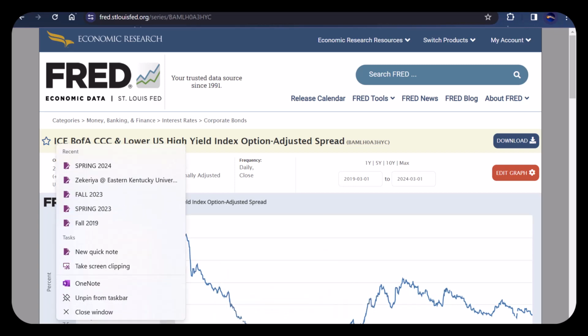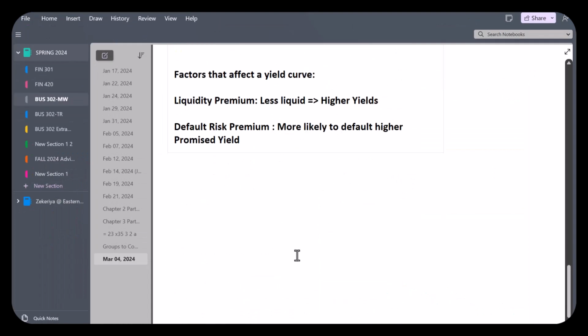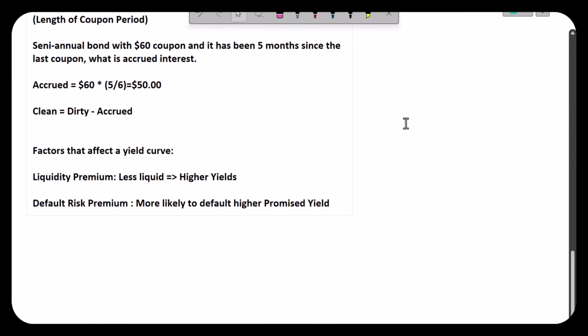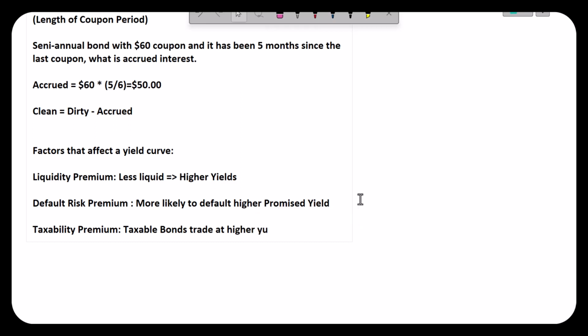Another factor is, as you have seen, the taxability premium. Taxable bonds trade at higher yields for obvious reasons.